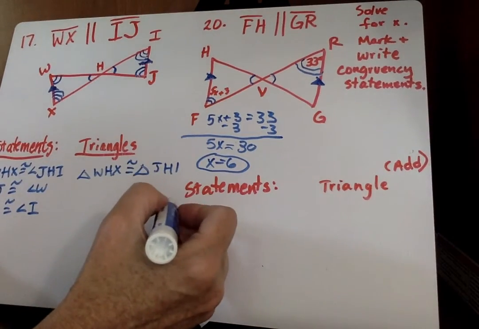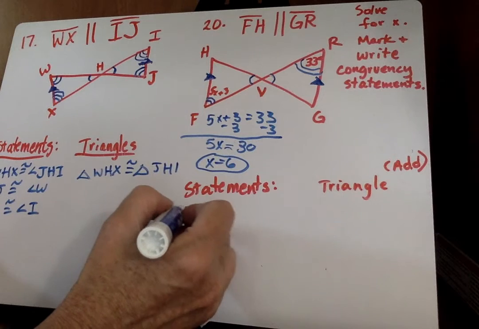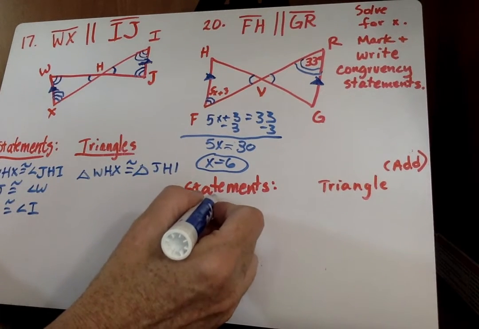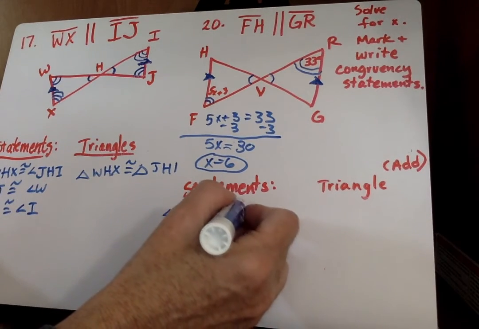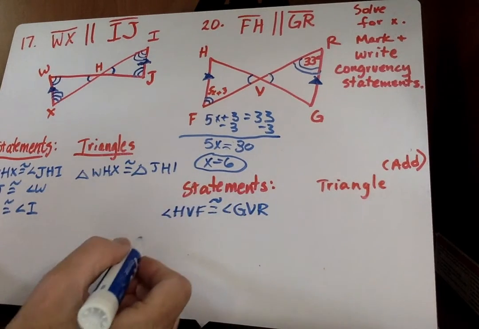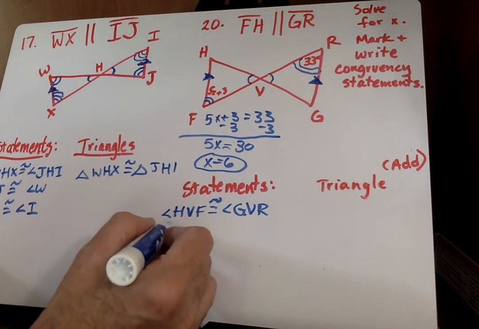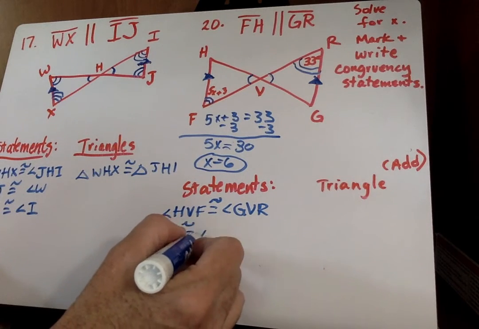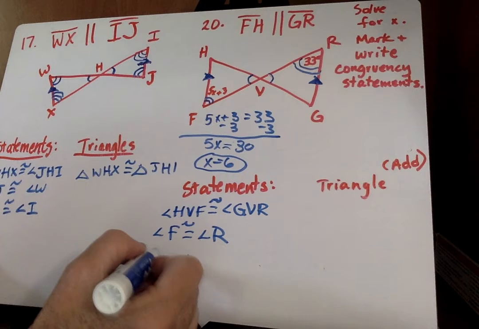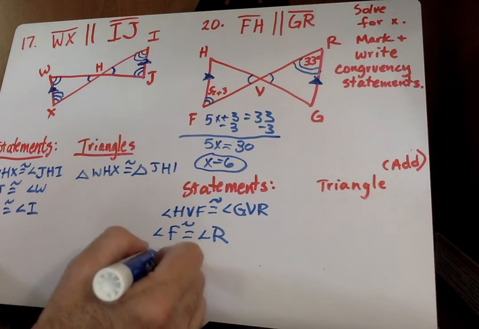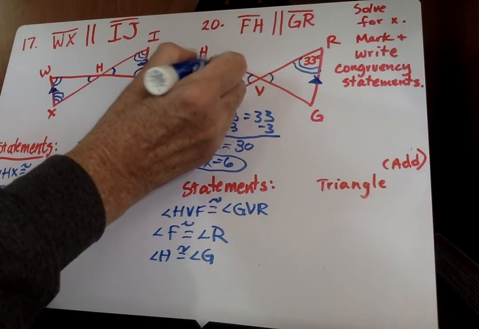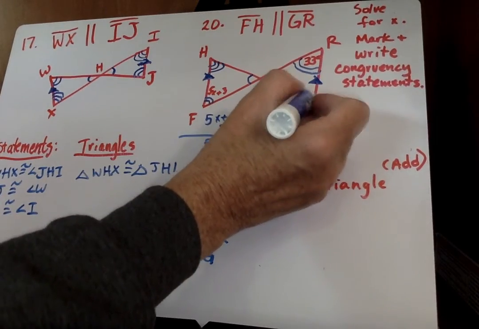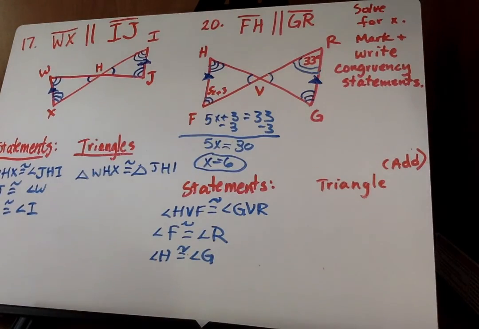We can say that angle HVF is congruent to angle GVR. We can say that angle F is congruent to angle R. And we can also say that angle H is congruent to angle G. We need to make sure we mark that. 3 arches here. Like that. And now we can say our triangle is congruent as well.